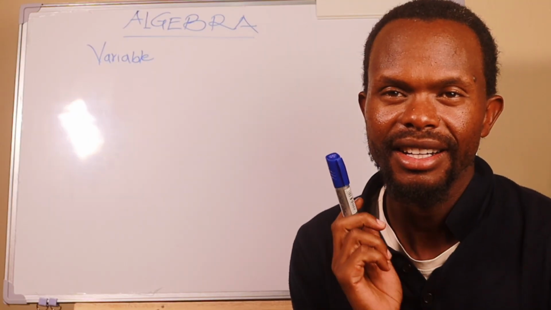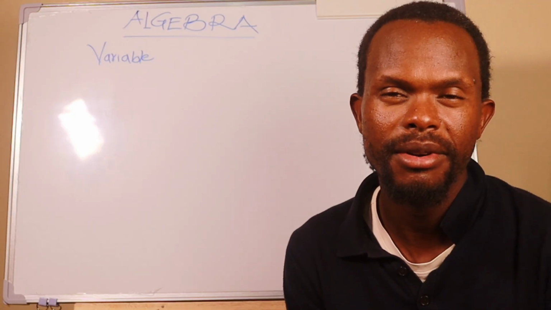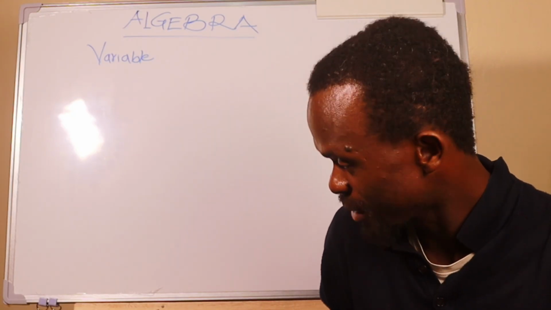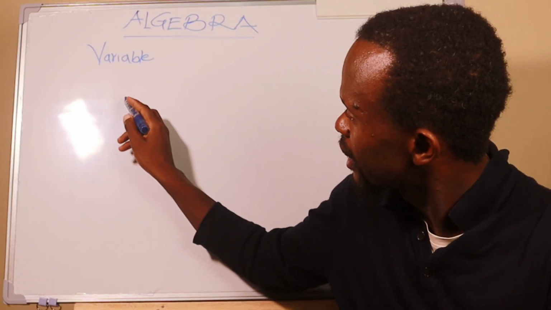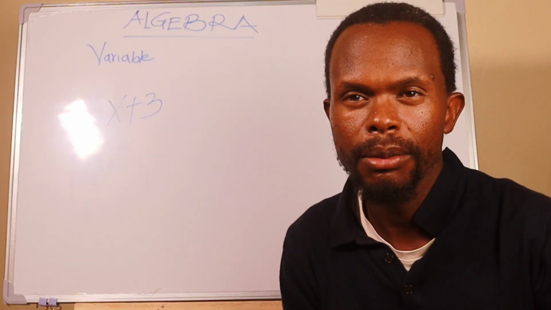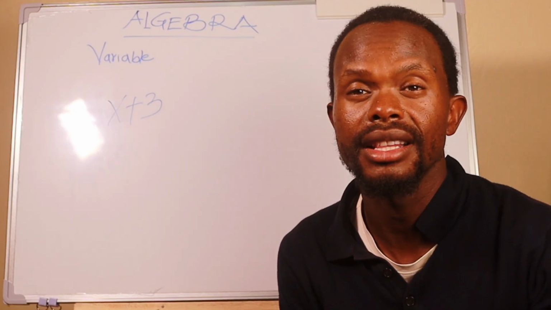Algebra is one of the lessons in mathematics which people find very hard, and it's because algebra sometimes uses letters to represent numbers. So for example, we might have something like x plus 3. Now sometimes people ask, what is x? A variable is a letter that stands for a number.